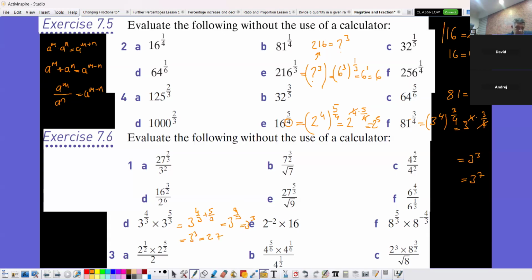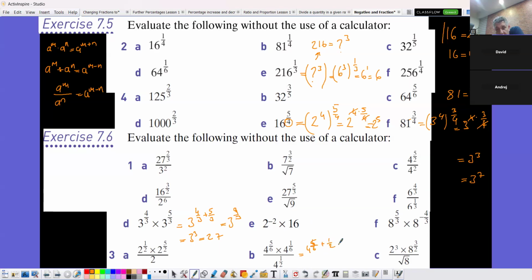In the exam, most probably I will ask this kind of simple powers. That's why you can easily calculate and find the results. And here, if I check this one now, this is going to be 4 to the power of 5 over 6 times 4 to the power of 1 over 6, divided by 4 to the power of 1 over 2.